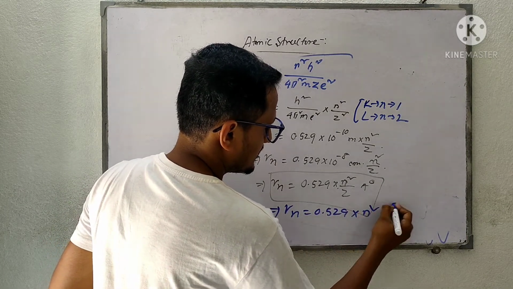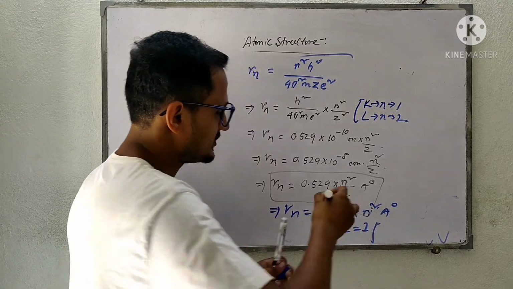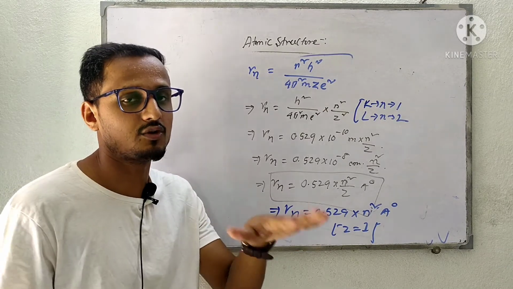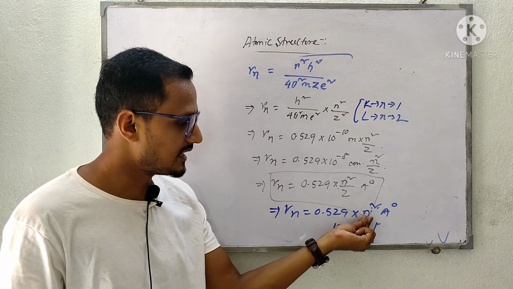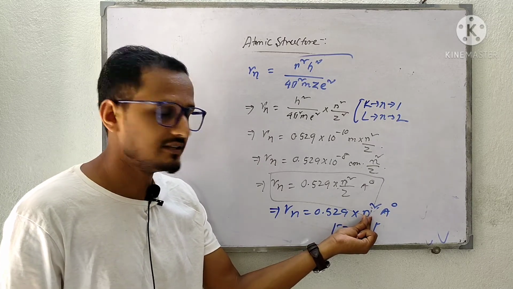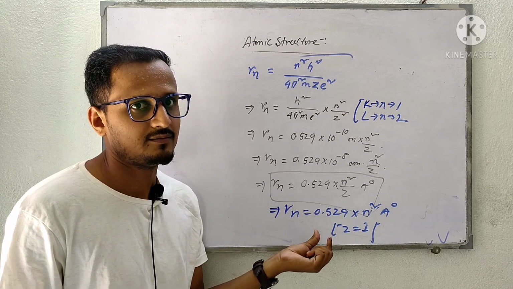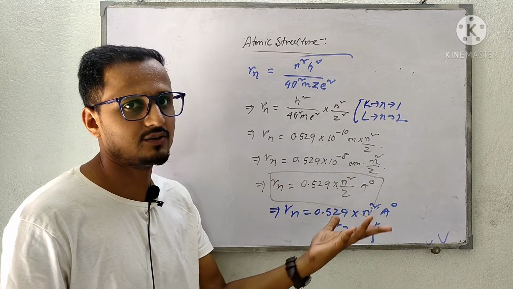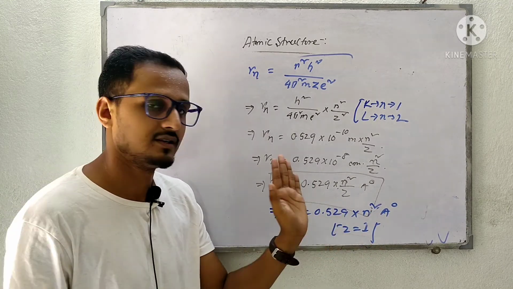to n square Armstrong, because Z equals 1 here. So actually this 0.529 Armstrong is the radius of the first Bohr orbit, that means the K orbit, because if you put 1 here, then it will be 1 square, so you will get 0.529 Armstrong for the first Bohr orbit. For the second Bohr orbit it will be 2 square, so you will get a different value, but the radius of the first Bohr orbit will be 0.529 Armstrong.